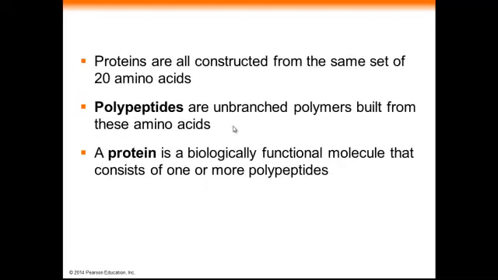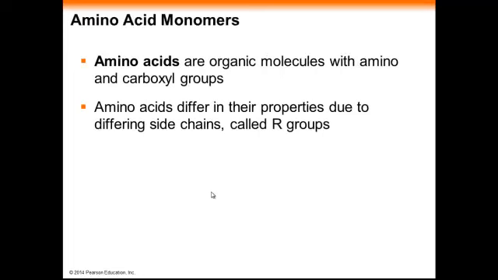They're all constructed from the same set of 20 amino acids. Amino acids are the monomers. We'll get to that in a minute as well. We call the polymer polypeptides. Peptide means protein, really. And we've talked about the prefix poly. A protein, though, is actually the biologically functional molecule that may consist of one or more polypeptides.